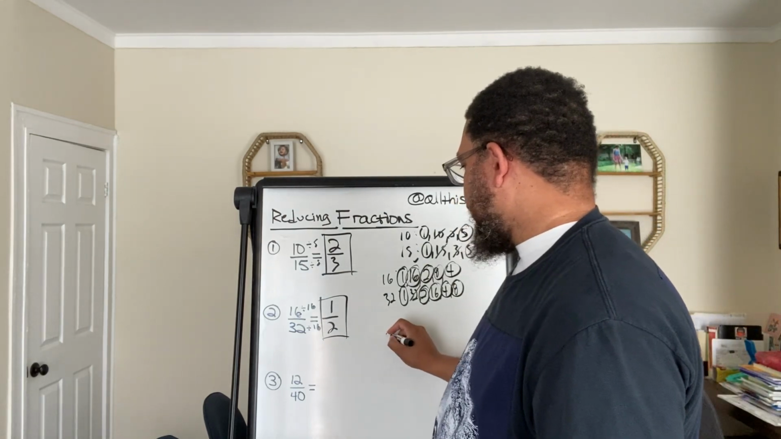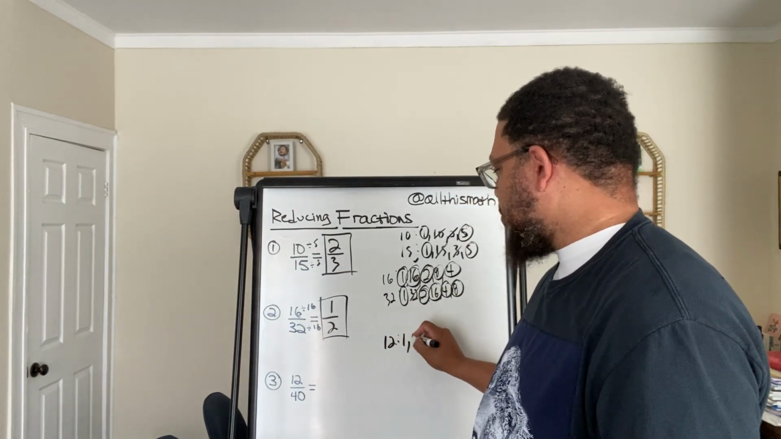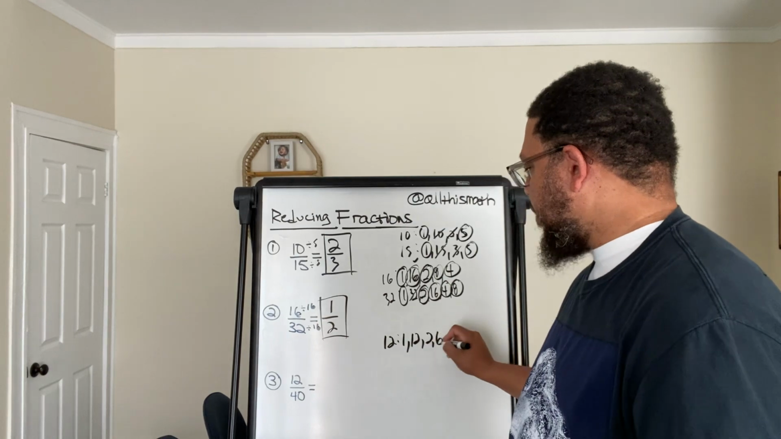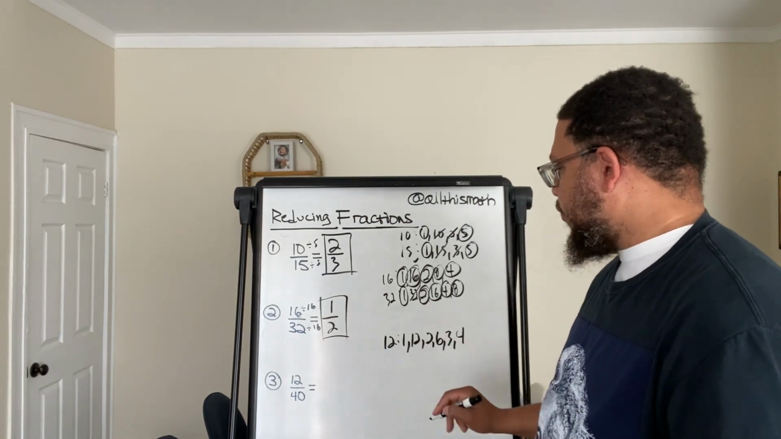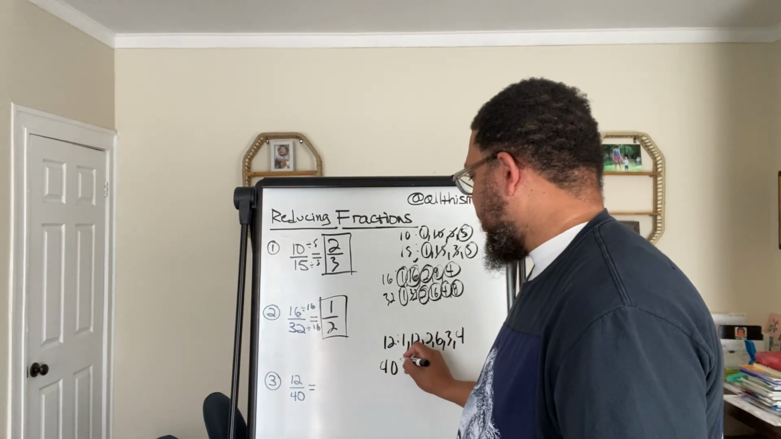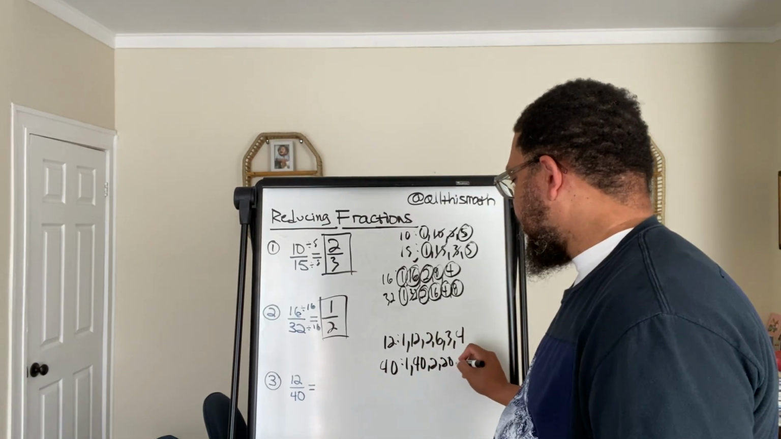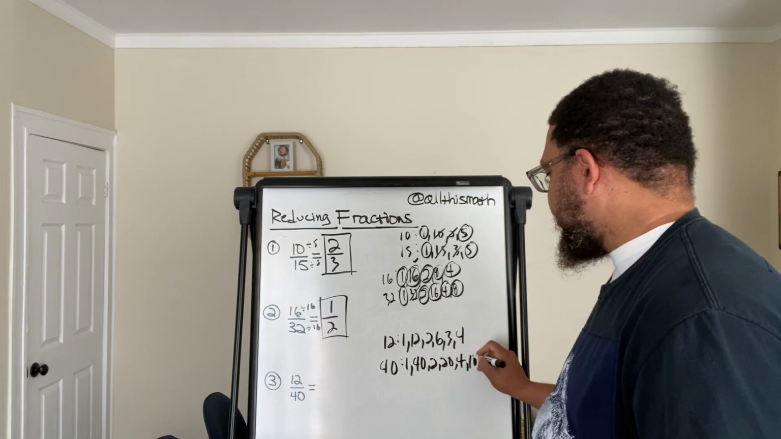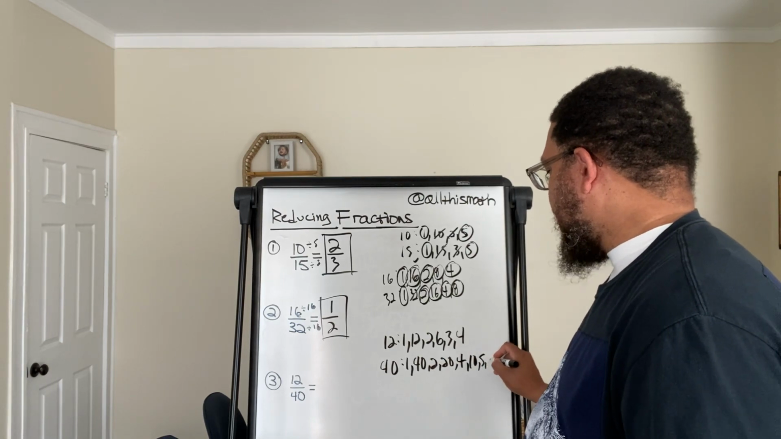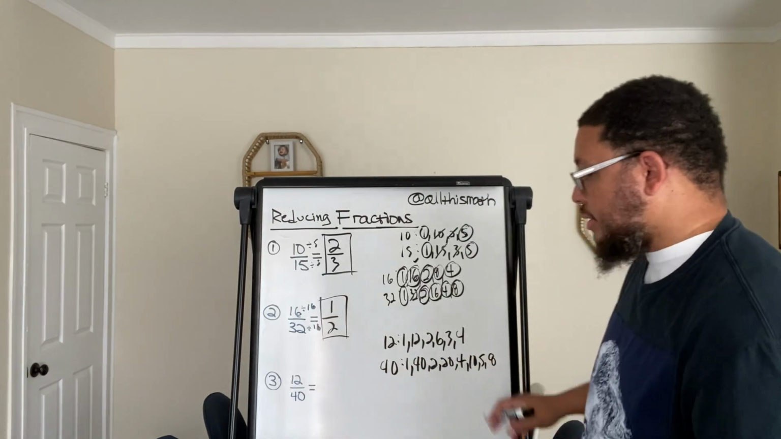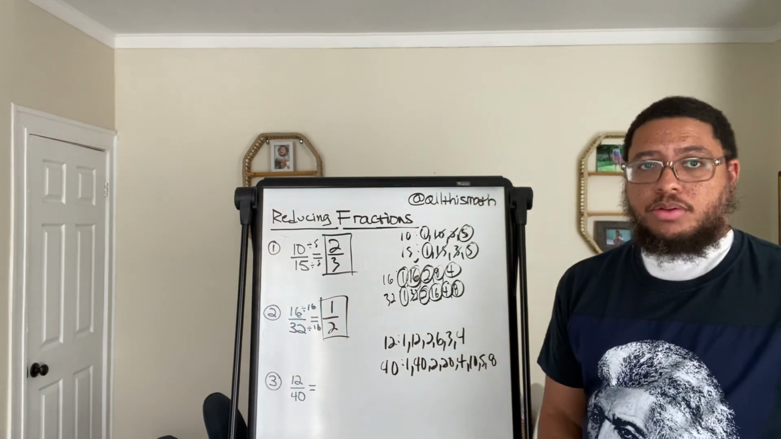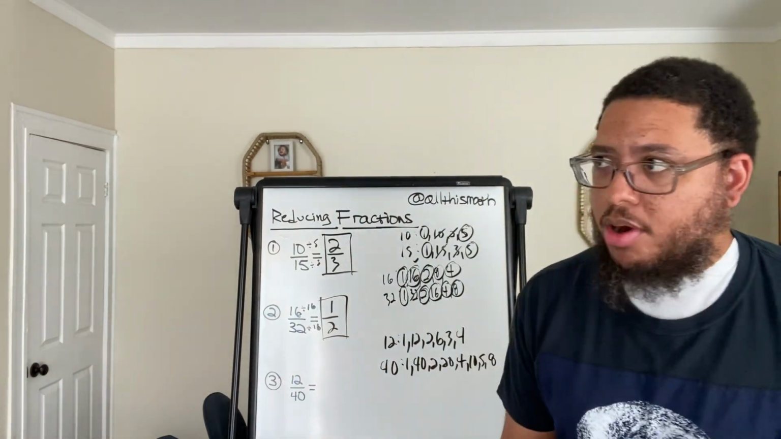So let's list the factors of 12. 1 times 12, 2 times 6, and 3 times 4. All right, then we got 40. 1 times 40, 2 times 20, 4 times 10, 5 times 8. Oh, 40 got a lot of factors.